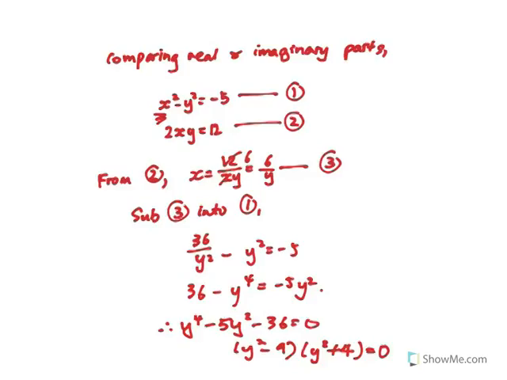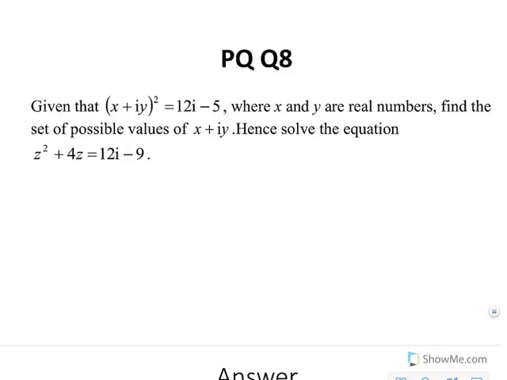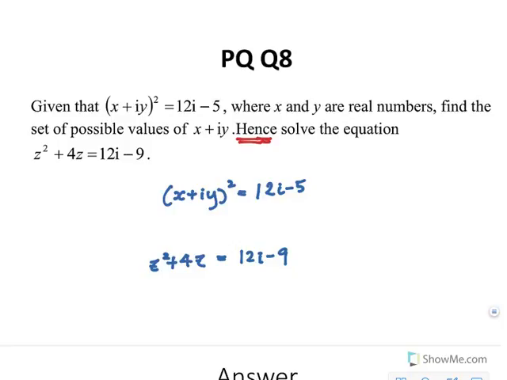Okay, let's look at the next part. Hence, solve the equation z² + 4z = 12i − 9. You can see that there's a "hence" part. It means we need to think about comparing to what we have found earlier. Looking at the earlier portion, let me write this out: this is 12i − 5, and looking at this question now, this is 12i − 9. They kind of look similar. What can I do? I look at this, −5, −9.